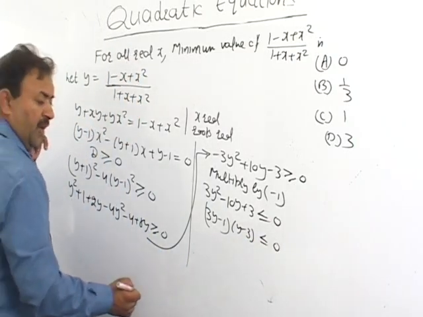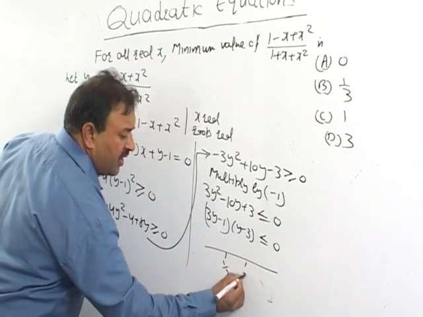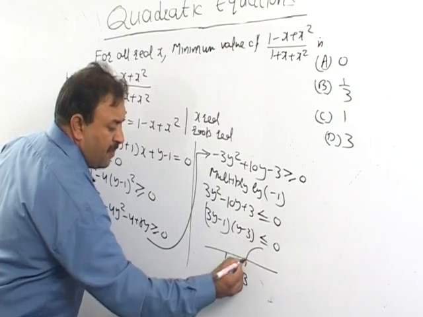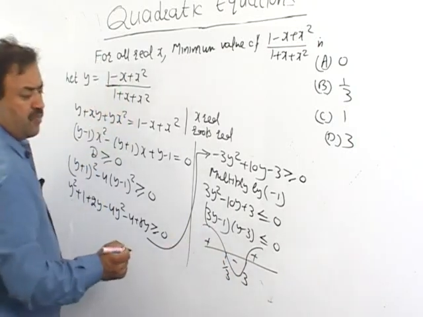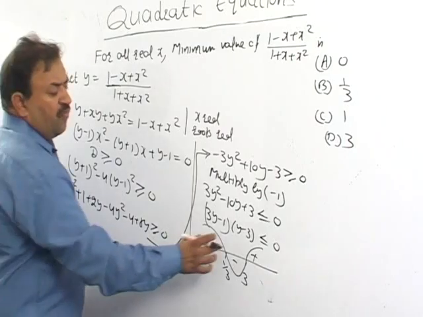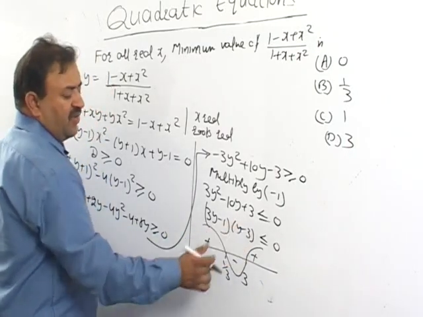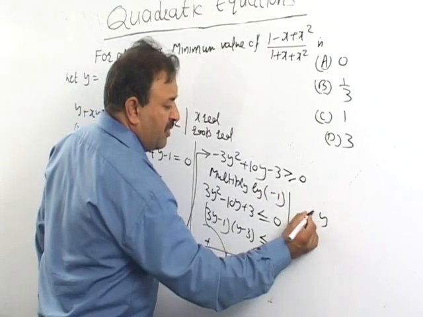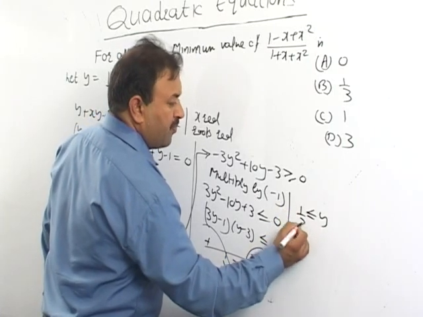In the same way, we represent the number line. Here it is 1 by 3 and here it will be 3. Now we represent a parabola over here: positive, negative, positive. We have to see for what values of y this expression is negative. The expression is negative when y lies between 1 by 3 and 3.